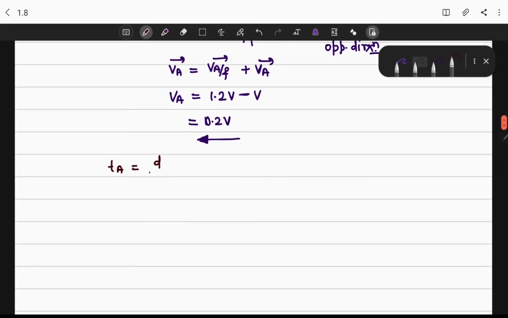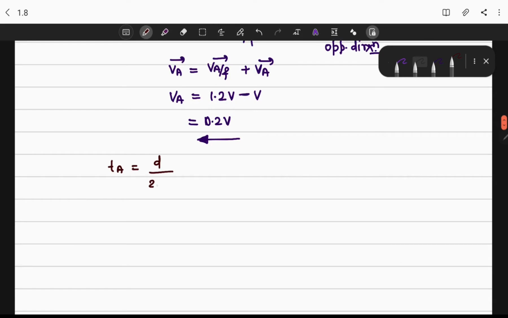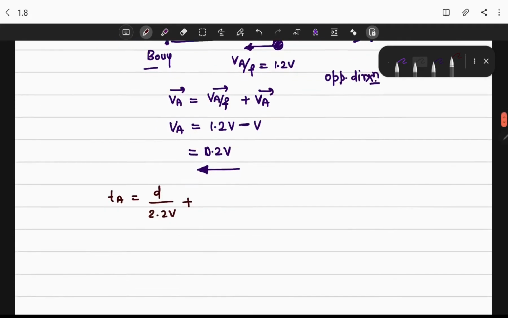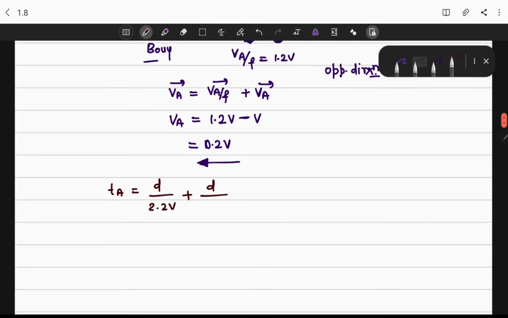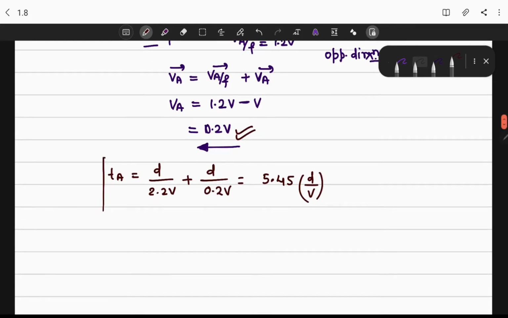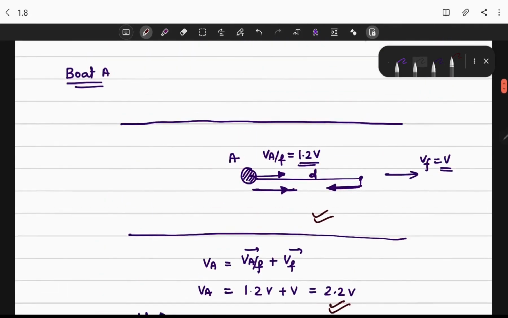That equals, in this particular case, the distance it is traveling, d, and the velocity at which it is moving, that is 2.2 v, plus, in this direction, when the velocity is in the opposite direction of the flow, the distance traveled is d and the velocity is 0.2 v. If we calculate this, d divided by 2.2 v plus d divided by 0.2 v, we get around 5.45 d upon v. So this is the time taken by boat A for the entire motion.